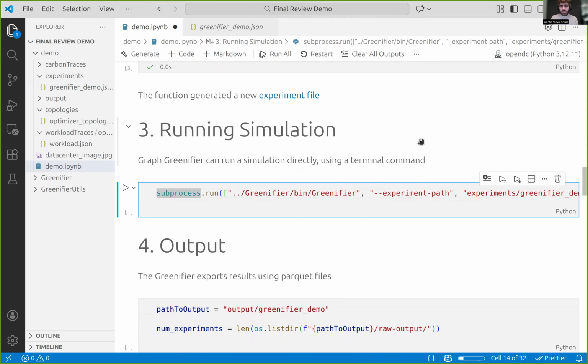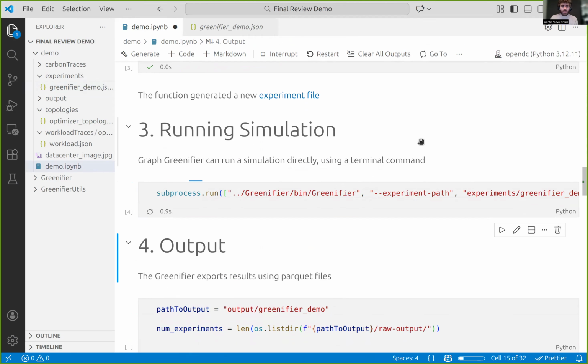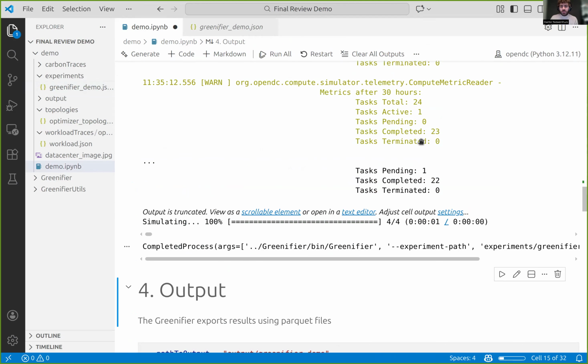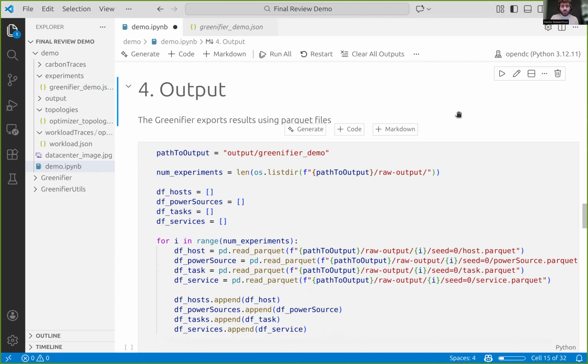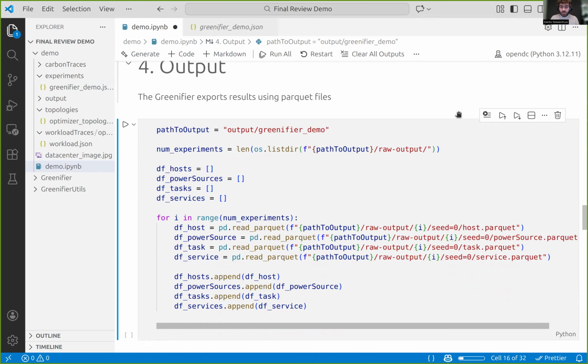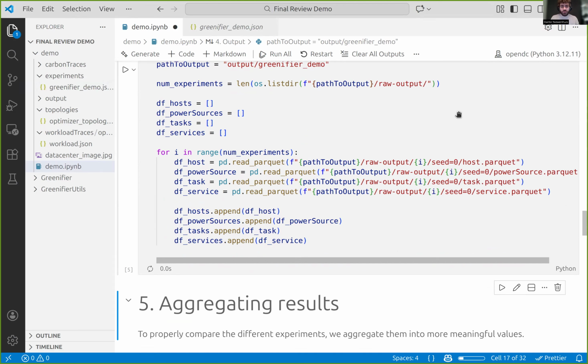Greenifier can be run directly through the terminal by calling the executable and linking it to the experiment file we just made. When running, Greenifier prints some basic information so you know how the execution is going. During the simulation, the Graph-Greenifier gathers a lot of data and saves it to Parquet files. These Parquet files we can now analyze using a tool like Pandas.